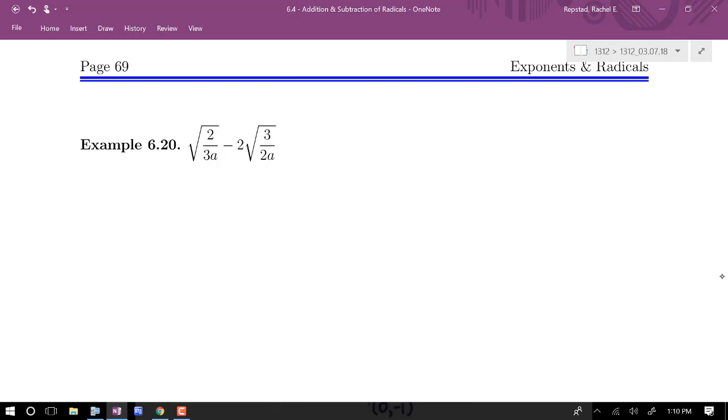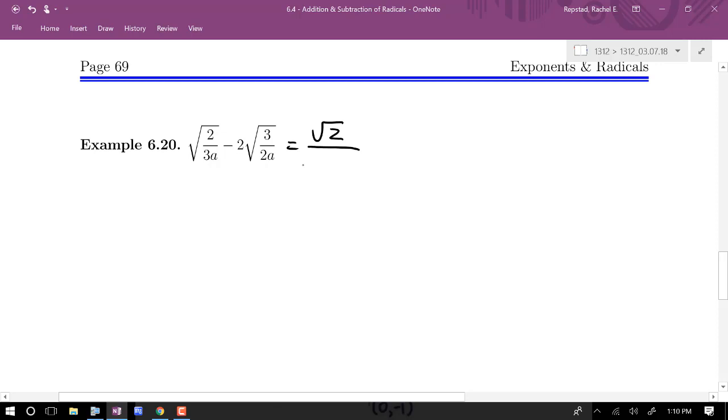What do we do? Start by splitting up the fractions. Yeah, for the radical, I think that's a good idea. When we're doing this addition and subtraction, we always start by simplifying, and when we have fractions inside a radical, that means we're going to try to rationalize the denominator. So let's start that way.